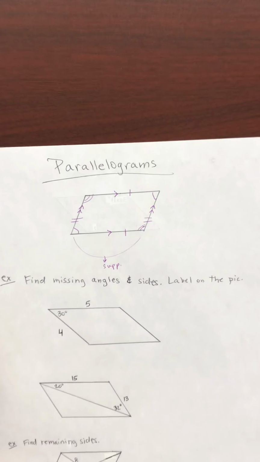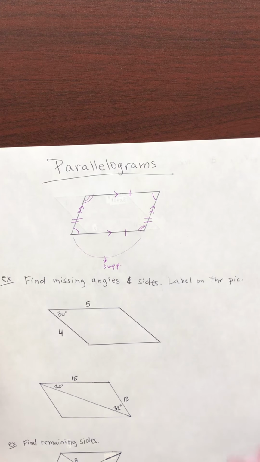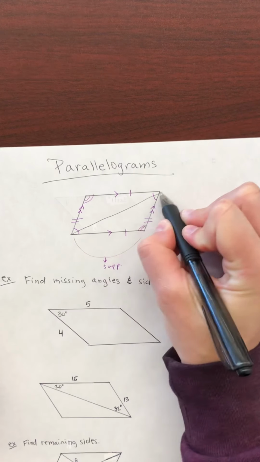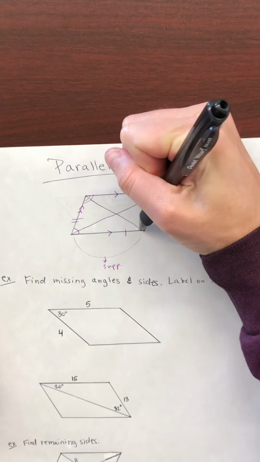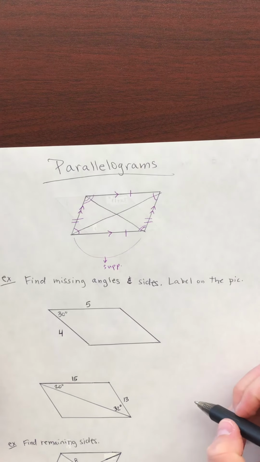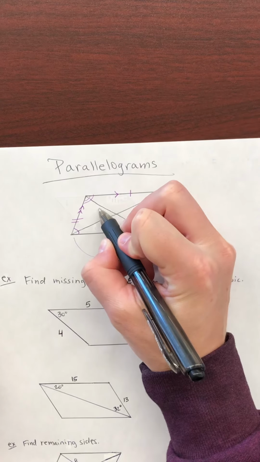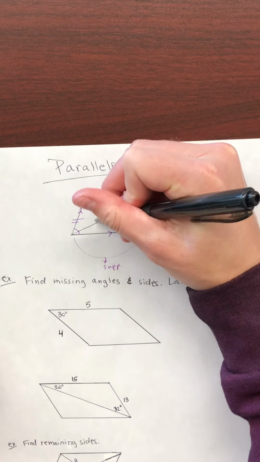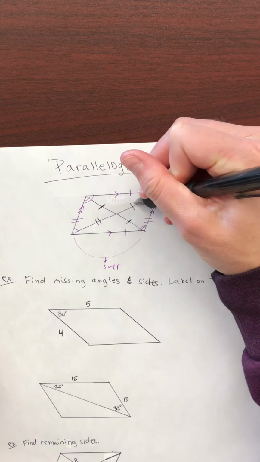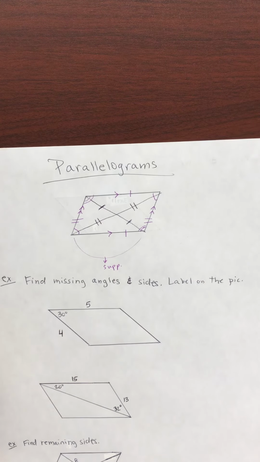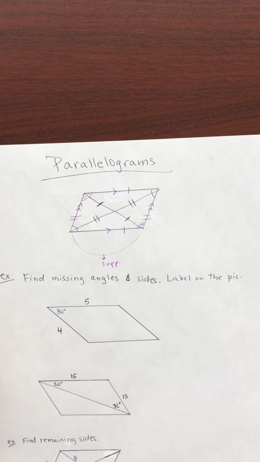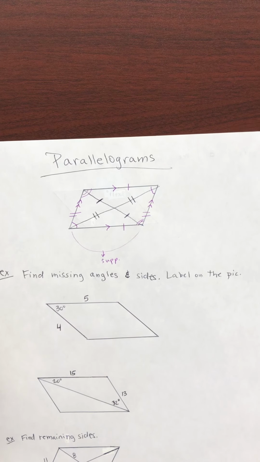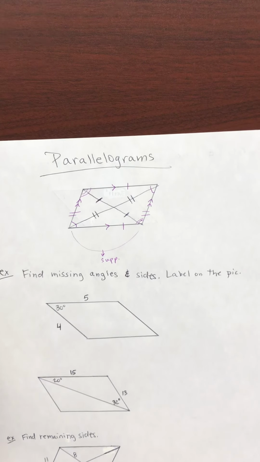We also know a few things about the diagonals. Diagonals, corner to corner, they bisect each other, meaning they split them into congruent parts. So this part is congruent to that part, and this part is congruent to this part. All right, that's the main properties there about parallelograms, and now we're going to do some problems about those ideas.